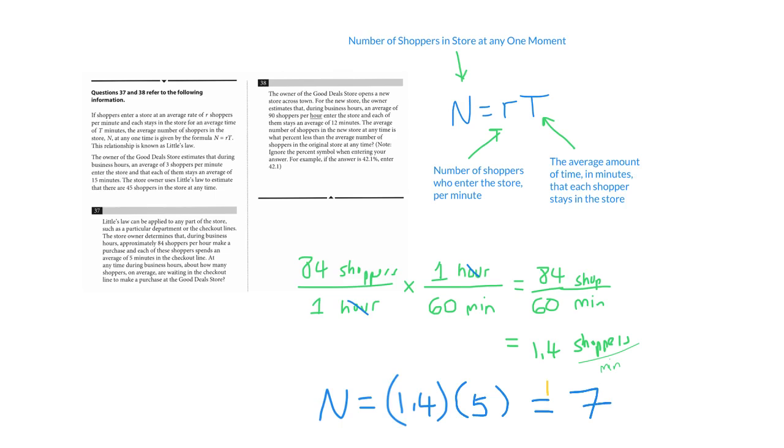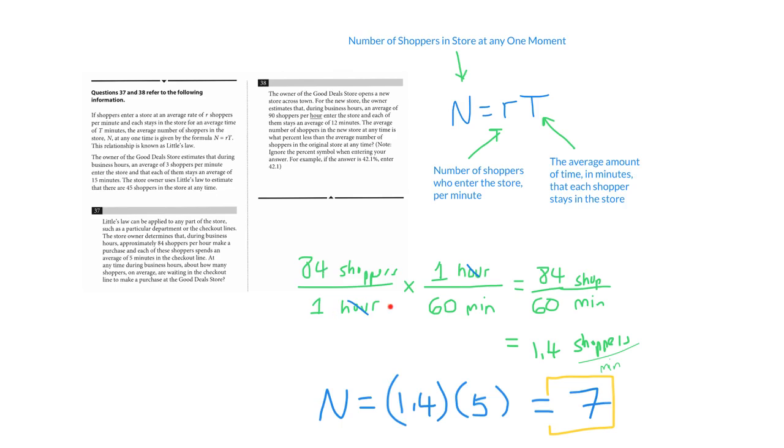So that is the answer to problem number 37 about how many shoppers on average are waiting in the checkout line in the store at any given moment. Well, that would be 7. We used the exact same formula. We applied it to the checkout line. They told us that it was 84 shoppers per hour in the checkout line. We had to convert that to how many shoppers per minute. Well, that's a unit conversion that we could just kind of apply here.